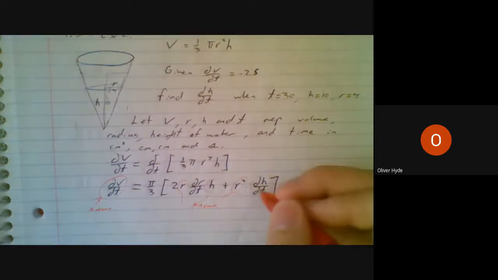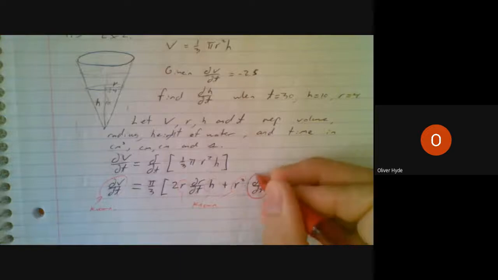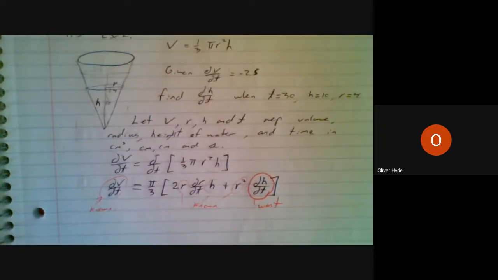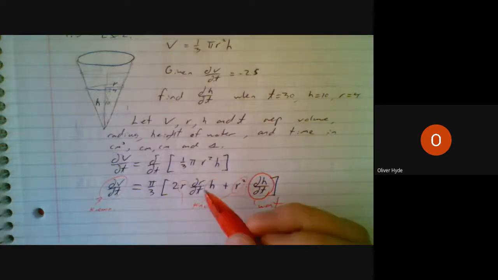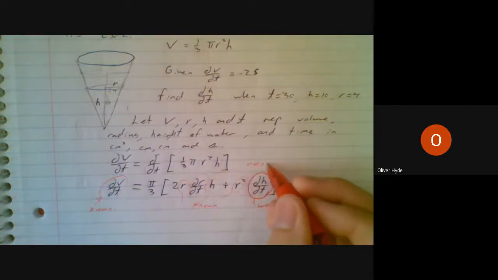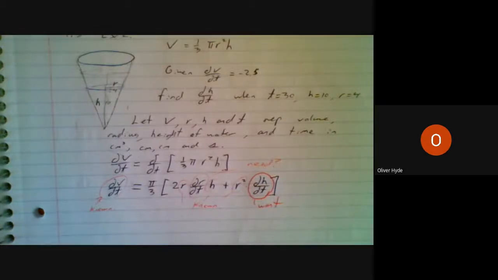I'm looking for dh by dt. So here's the problem: it looks like I need dr by dt. But dr by dt sounds like the same type of unknown quantity as dh by dt. Like, if I knew how quickly the radius was changing with respect to time, wouldn't I know how quickly the height is changing with respect to time?